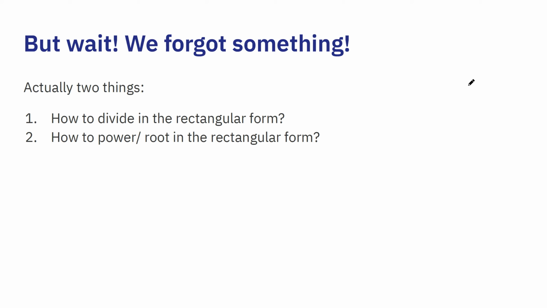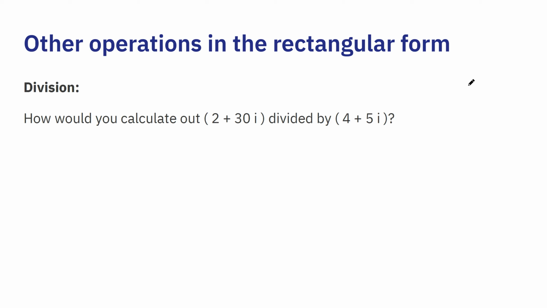Alright, so we actually forgot two things. How do we divide in the rectangular form? And how do we find the square root, for example, in the rectangular form? So for division, the question may be something like this. How do you calculate 2 plus 30i divided by 4 plus 5i?